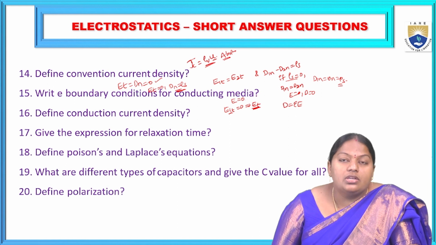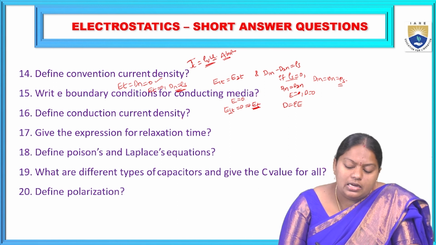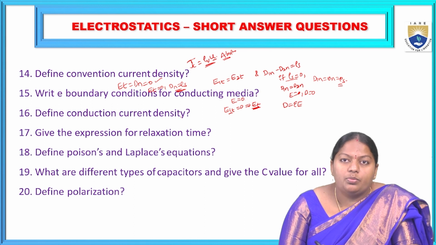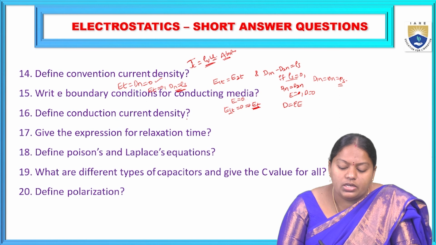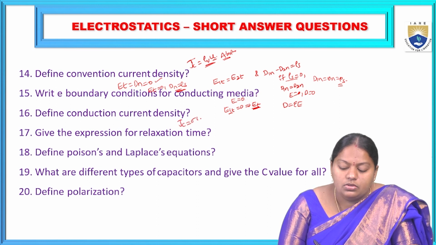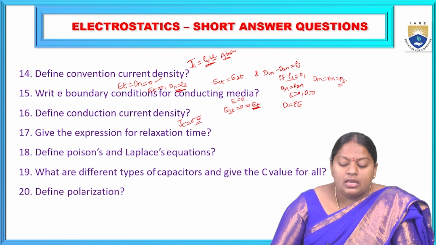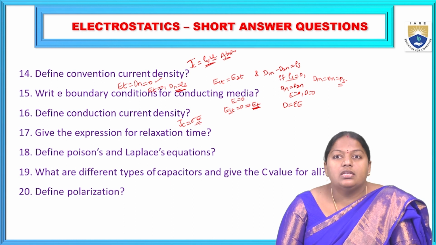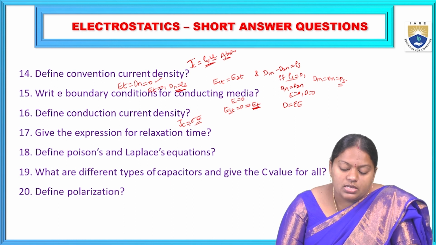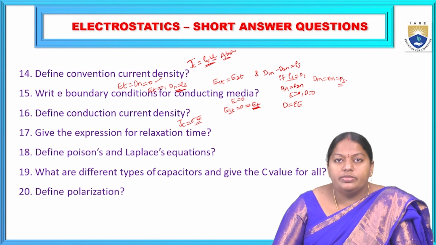Now define conduction current density. In order to produce conduction current density, it requires a conducting medium. Upon applying the electric field, the current density produced is called conduction current density, and it is represented by J equal to sigma into E, where sigma is the conductivity of the material and E is the applied electric field. J equal to sigma E is also called the point form of Ohm's law.